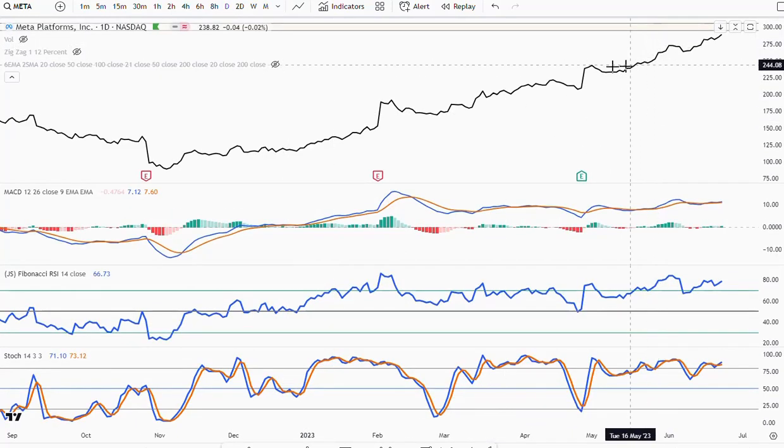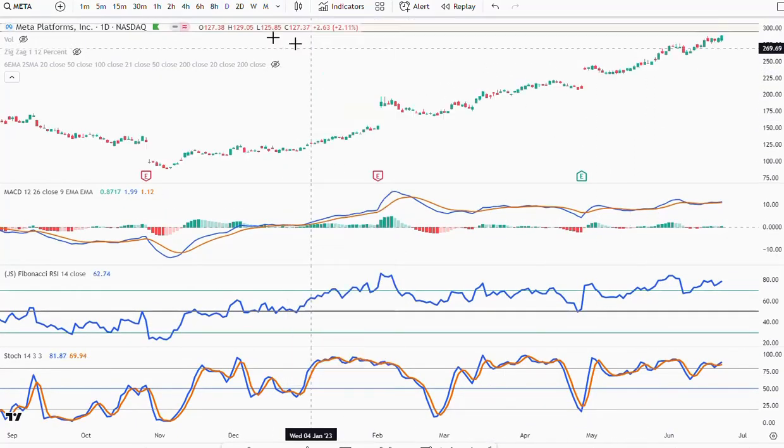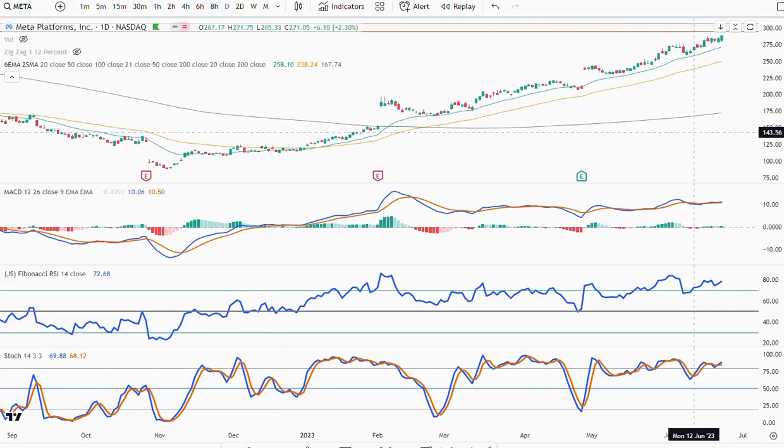So that's on the resistance side, and the support, as I said, would be with the 20 EMA first. That would be the first level I'll be watching, around 271. The next level is this level, which is around 260. So those would be the two levels I'll be watching.